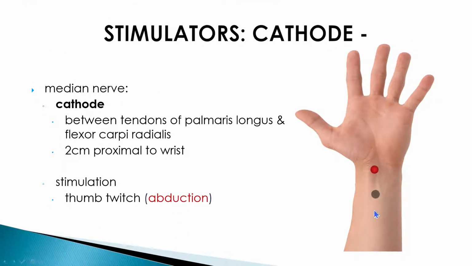The cathode, again the black, is placed between the tendons of palmaris longus and the flexor carpi radialis muscles. It goes 2 centimeters proximal to the wrist. When you stimulate the median nerve, it causes a thumb twitch or a thumb abduction. You're going to need to know these actions. So the median nerve stimulation causes a thumb abduction.